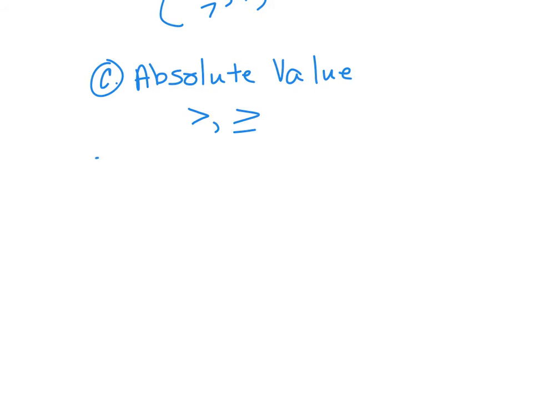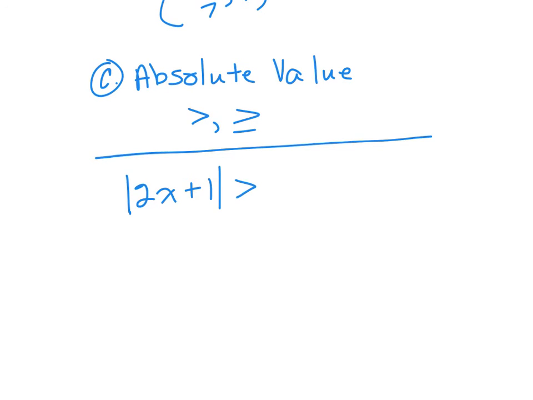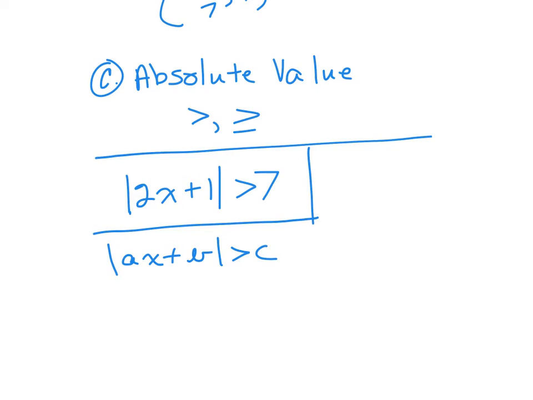So a problem like this would be if I had the absolute value of 2x plus 1 is greater than 7. So we're going to create a model for that. That model is going to look something like this: the absolute value of ax plus b is greater than c.